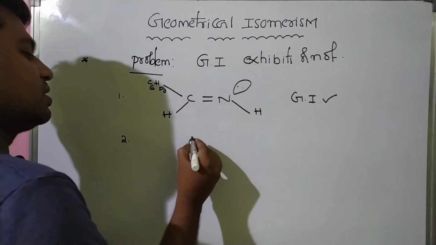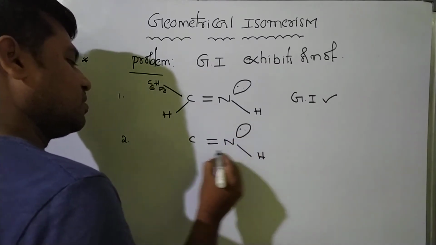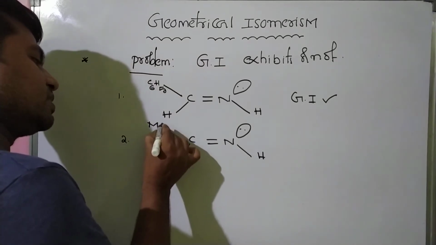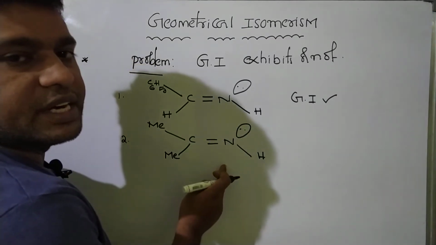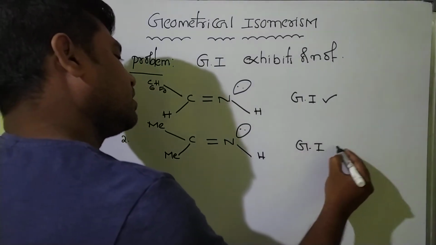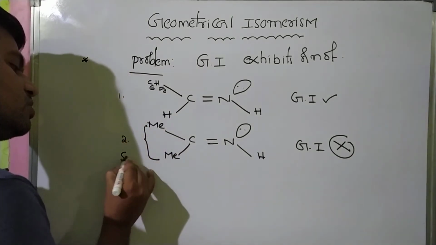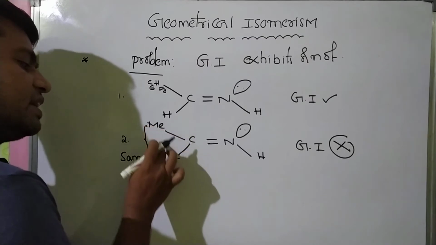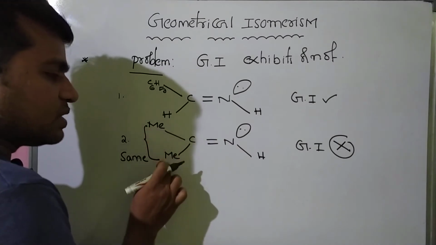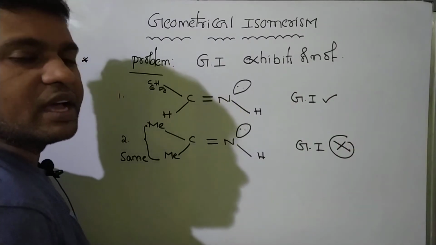The second one is C double bond N. Here methyl group. So this is also methyl group. Does it exhibit geometrical isomerism? No. Why? Because these two groups are same. These two groups are same. The main condition is these two groups must be different. If these two groups are same, then that imine is unable to give geometrical isomers.